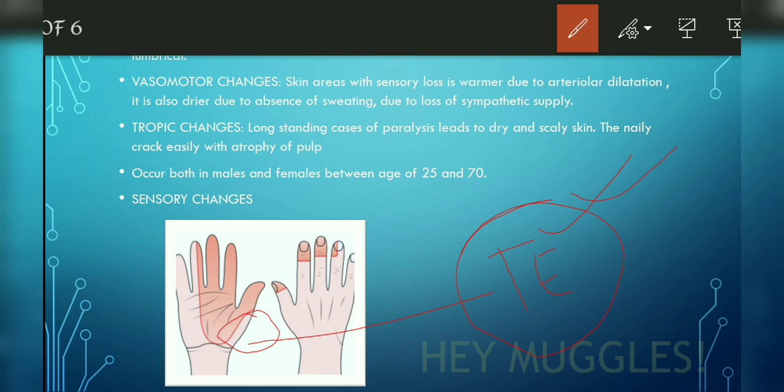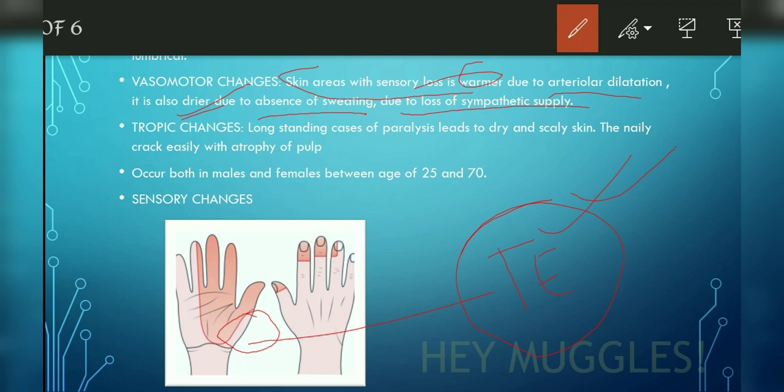What happens? The skin area with sensory loss becomes warm and dry. Why warm? It is because of arteriolar dilatation, which means widening of the arteries. Why dry? It is because of the absence of sweating due to loss of sympathetic supply. As there is loss of sympathetic supply, the area of sensory loss would be dry, and also warm because of arteriolar dilatation.